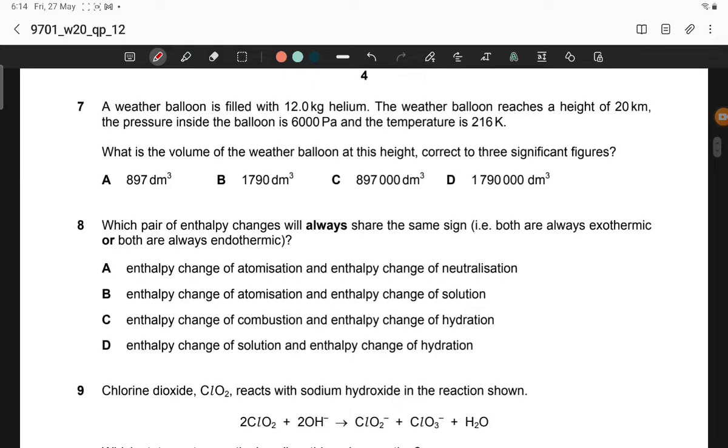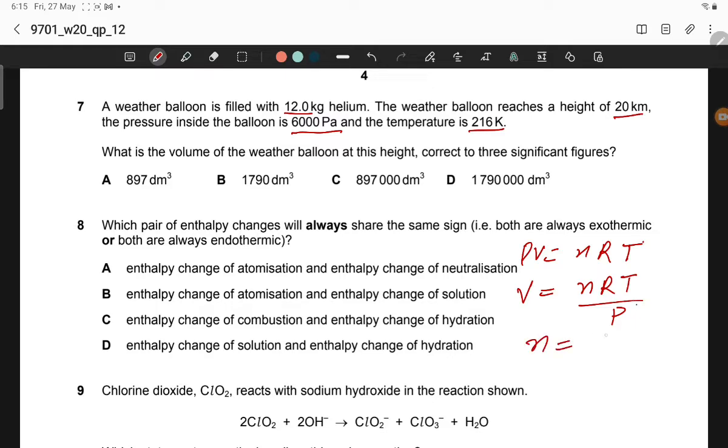Question number 7. A weather balloon is filled with 12 kg helium. The weather balloon reaches a height of 20 km. The pressure inside the balloon is 6000 Pascal and the temperature is 216 Kelvin. 20 km, 12 kg. So PV is equal to nRT, and volume is equal to nRT over P.